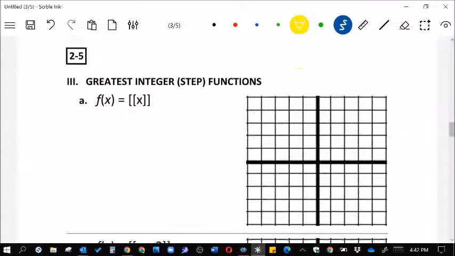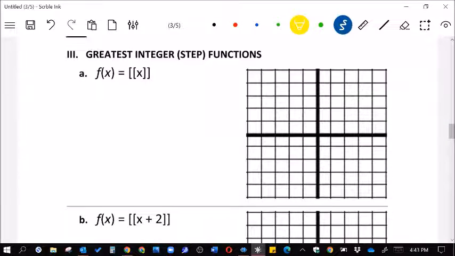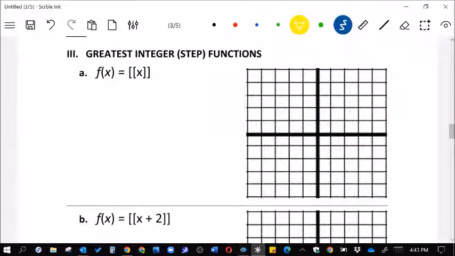Now let's take a look at a greatest integer, or what we call step function. This is an interesting type of function, and it's brand new to almost everyone at this level. So let's talk about what would happen in this.